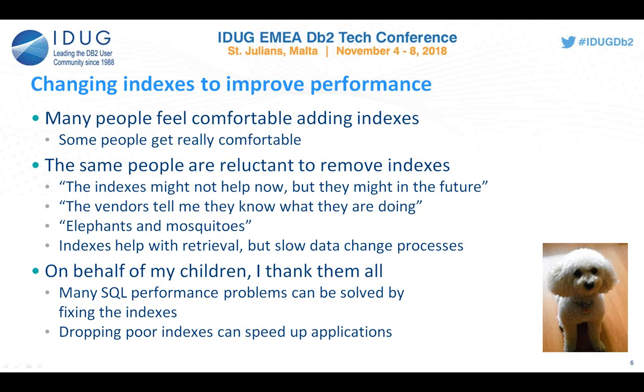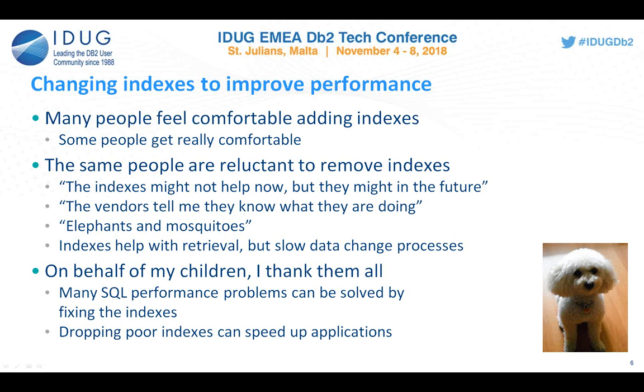So changing indexes, people get really comfortable adding indexes, and some people get really, really comfortable. What's the highest number of indexes you've seen on a table, Scott? Probably around 24, a couple of dozen. That's pretty crazy.